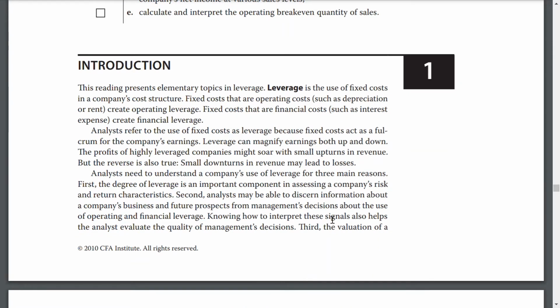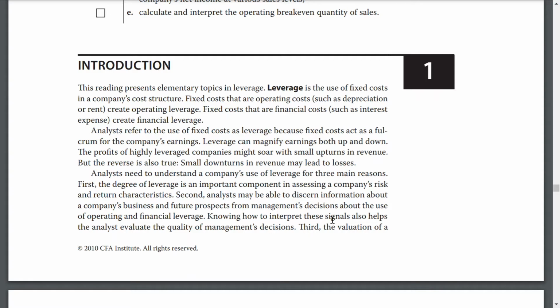Leverage is the use of fixed costs in a company's cost structure. Fixed costs that are operating costs, such as depreciation or rent, create operating leverage. Fixed costs that are financial costs, such as interest expense, create financial leverage. Analysts refer to the use of fixed costs as leverage because fixed cost acts as a fulcrum for the company's earnings. Leverage can magnify earnings both up and down. The profits of highly leveraged companies may soar with small upturns in revenue, but the reverse is also true.